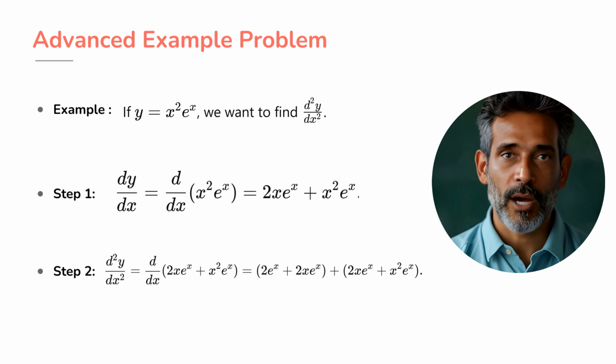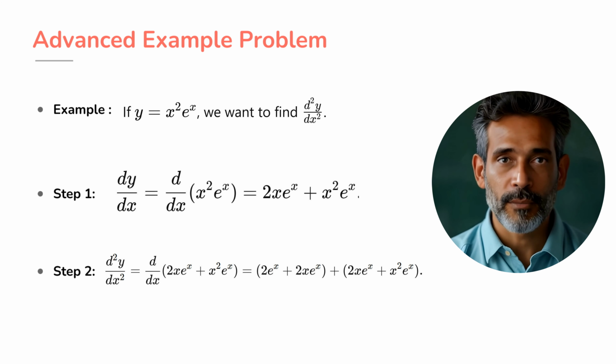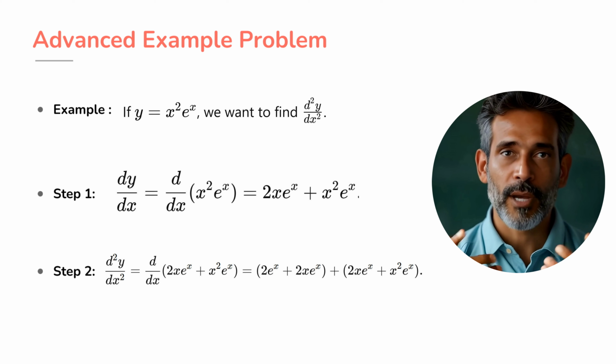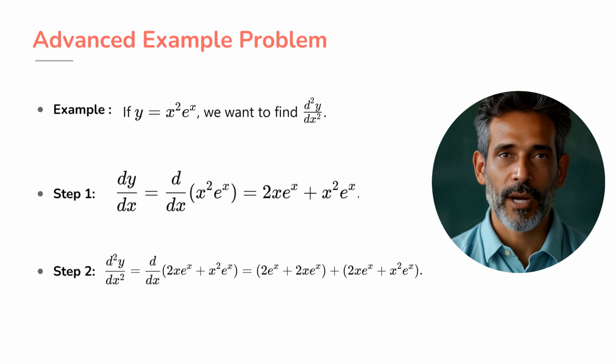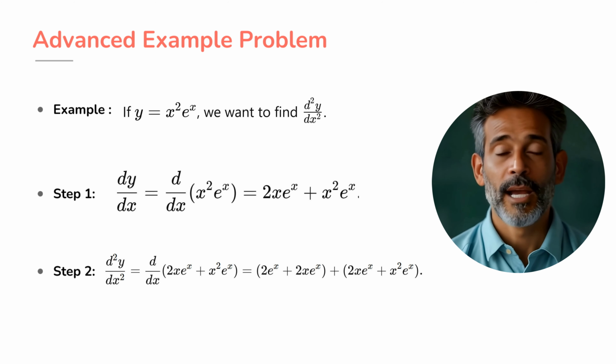Step 2. Now differentiate again. Differentiating 2x e to the power x gives 2 e to the power x plus 2x e to the power x. Differentiating x squared e to the power x gives 2x e to the power x plus x squared e to the power x.